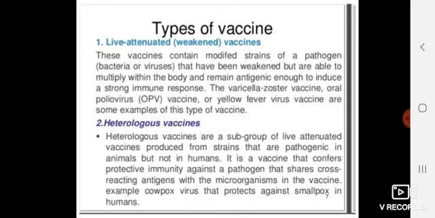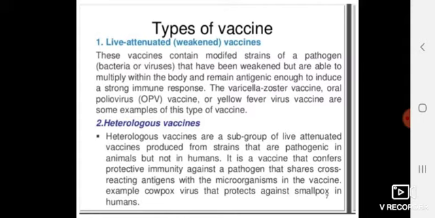So we will see the types of vaccine. The first one is the live attenuated vaccine. These vaccines contain modified strains of a pathogen that have weakened but are able to multiply within the body and remain antigenic enough to induce a strong immune response.